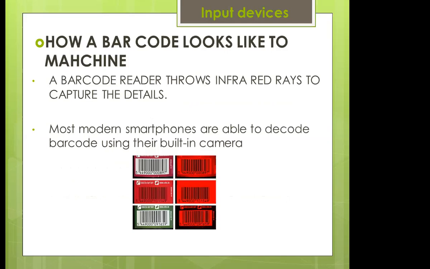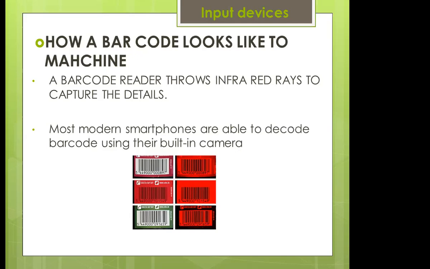Coming to the next slide, how a barcode looks in the machine. In this slide, you can see on the right side three barcodes are shown in red, while on the left side they are in different colors. A barcode reader throws infrared rays to capture the details, and most modern smartphones are also able to decode barcodes using their built-in cameras. A modern smartphone can also generate the infrared rays, so they can be a replacement for those scanners, and we can use them on an individual level for our own applications.